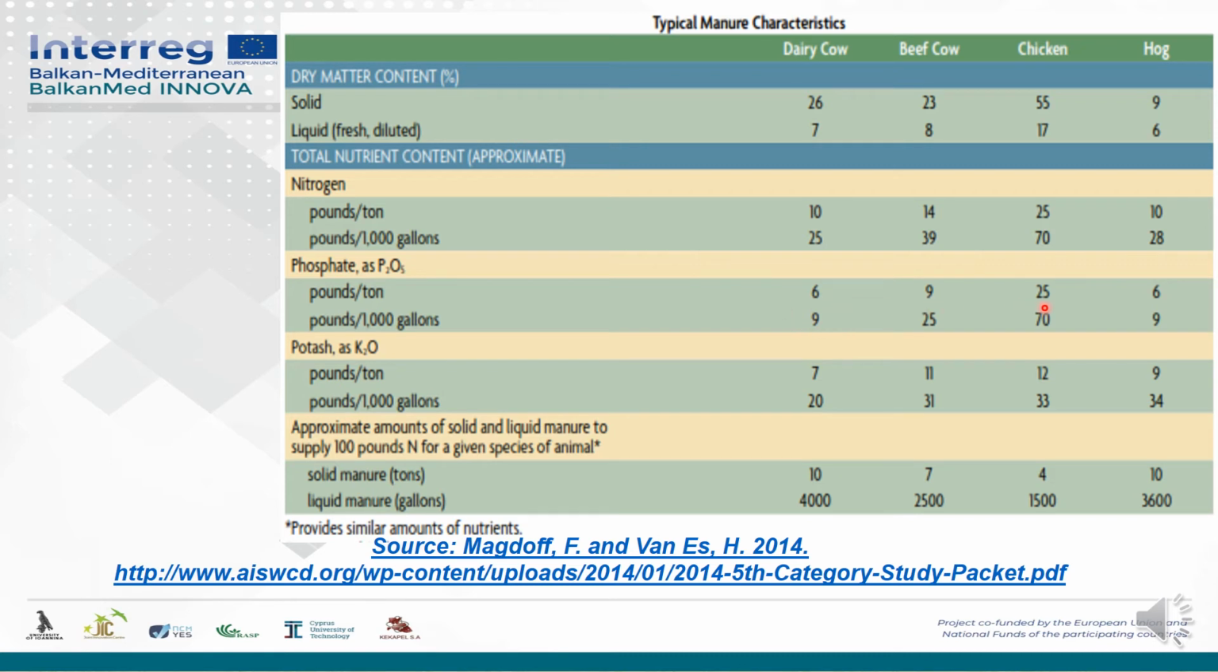What about phosphates? Here you have the quantities. Again, here we have pounds per ton, and we can calculate in kilograms per ton. So here it's about 3 kilograms of phosphate, about 4 kilograms, about 12, and about 3 again. About potassium, you see again the values of potassium here for different animal manures presented. And calculating the approximate amount of solid and liquid manure to supply 100 pounds of nitrogen for a species of animal, you have the quantities here. Remember that the quantities you have to divide by 2.2 in order to convert them into kilograms.